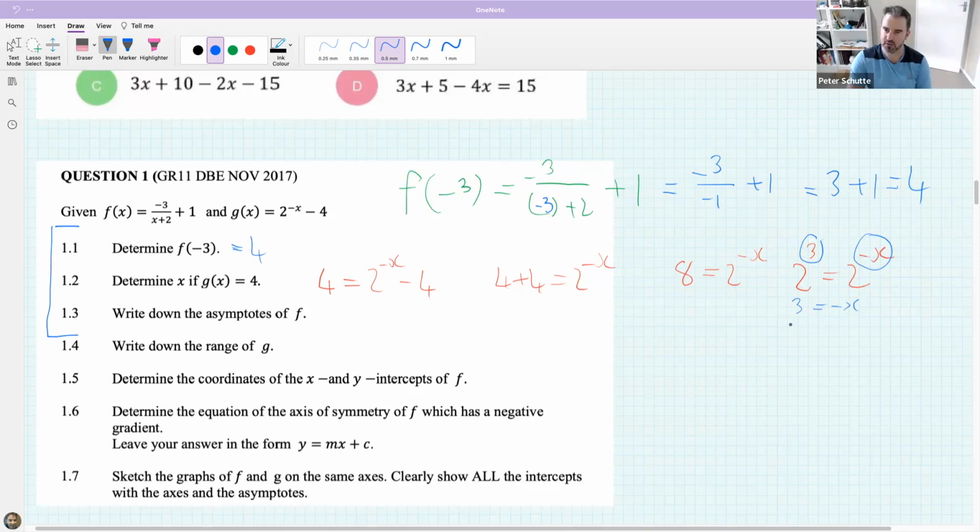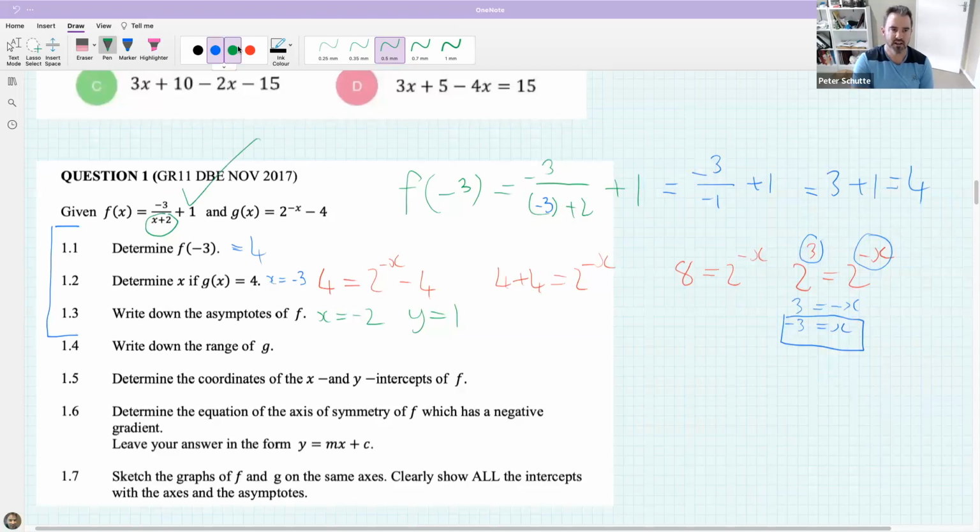And then if I divide both sides by -1, I should get that x is equal to -3 in this case. So the correct answer for 1.2 is that x equals -3. Write down the asymptotes of f. So luckily we did this earlier, and we just look at what will make this part 0. So this would be x is -2. And then the other part would be y is equal to 1. Those would be the two asymptotes of the hyperbola.